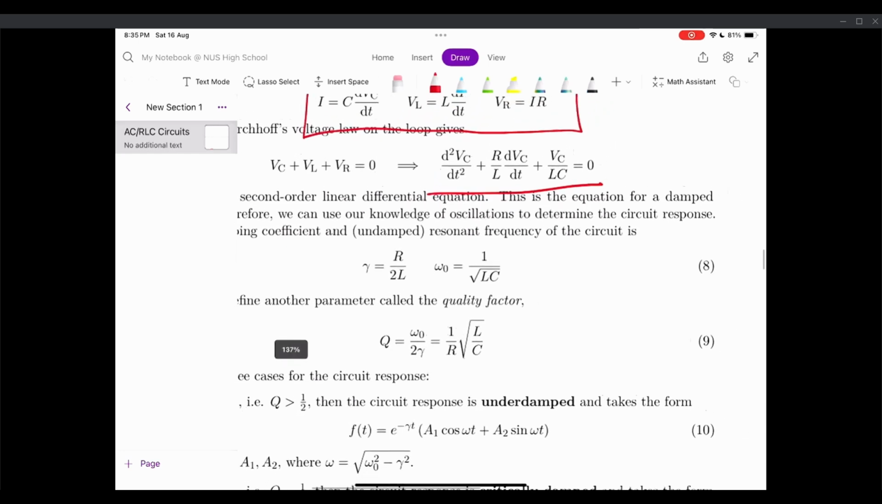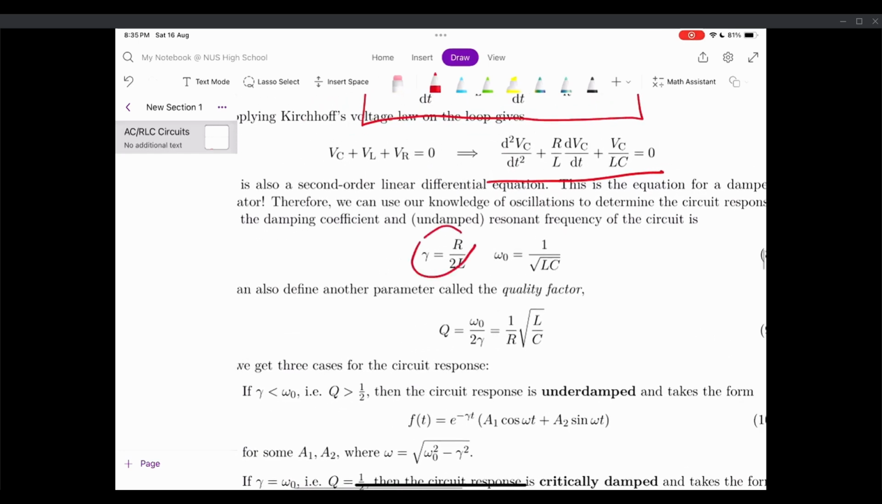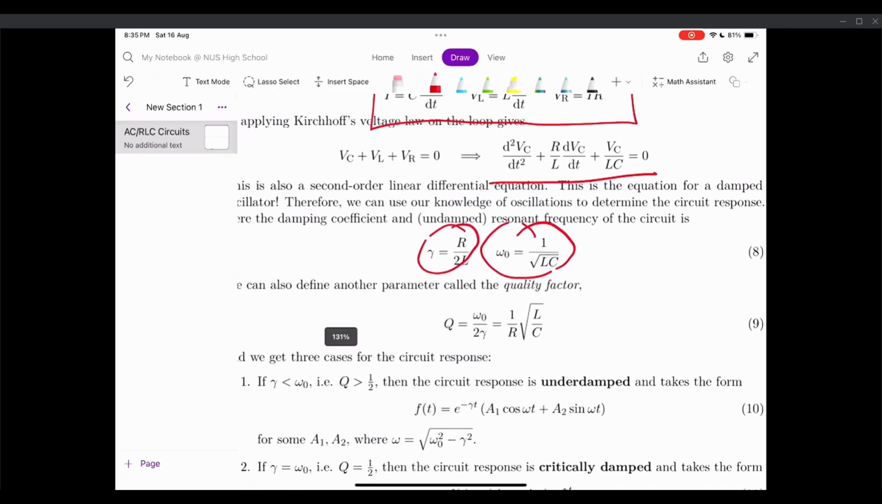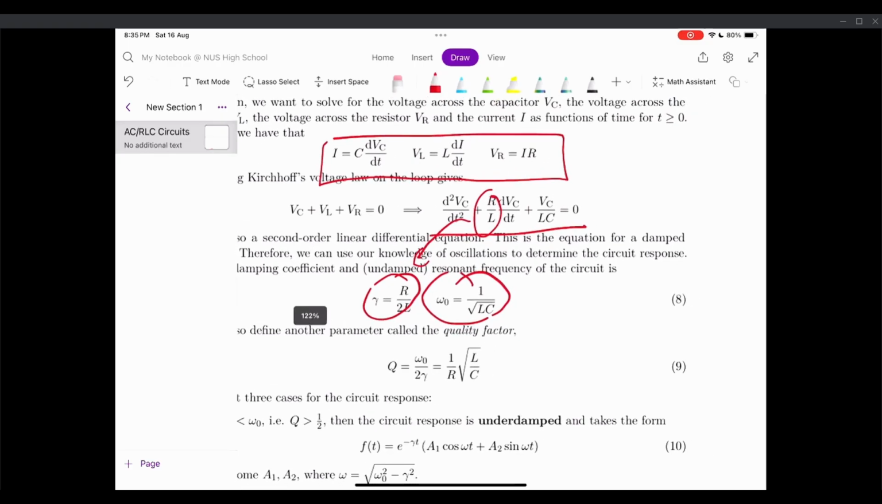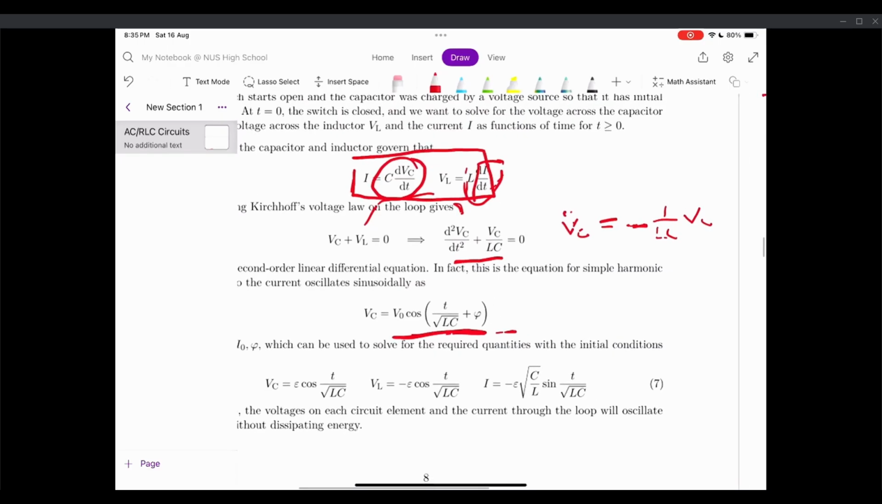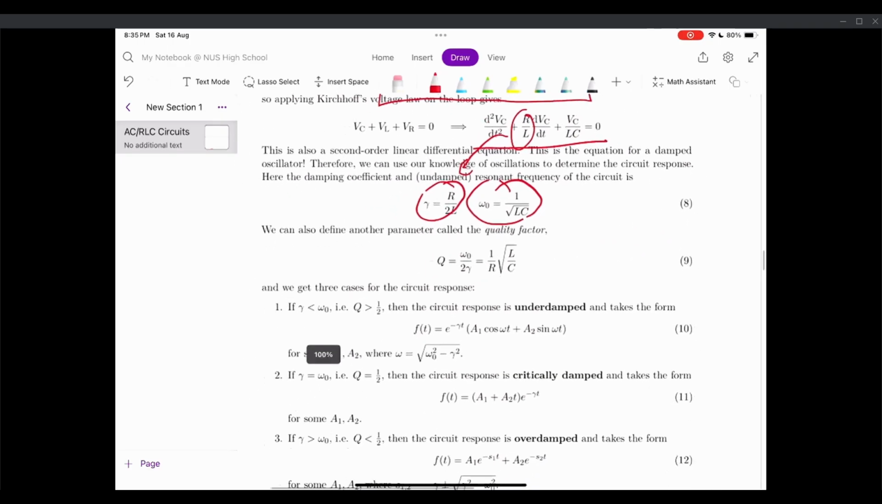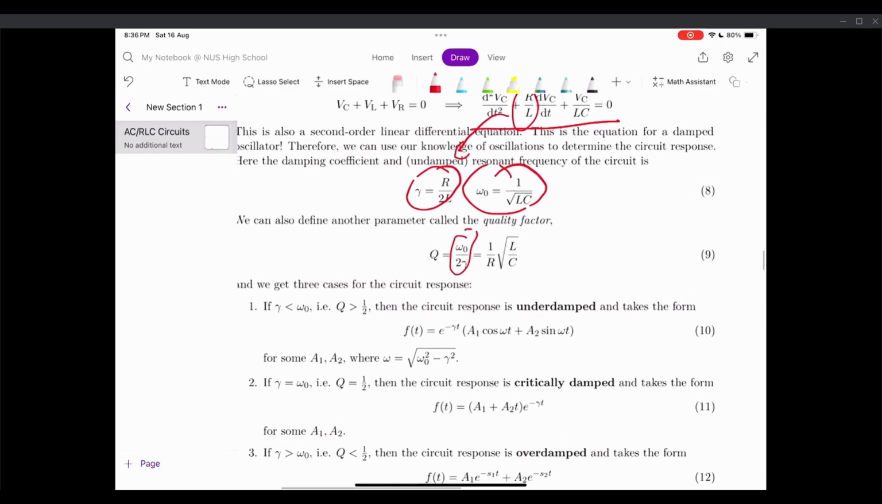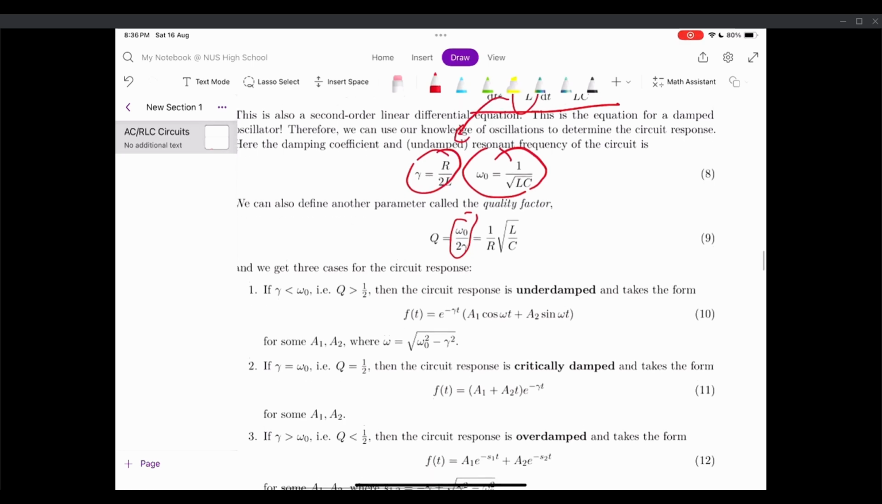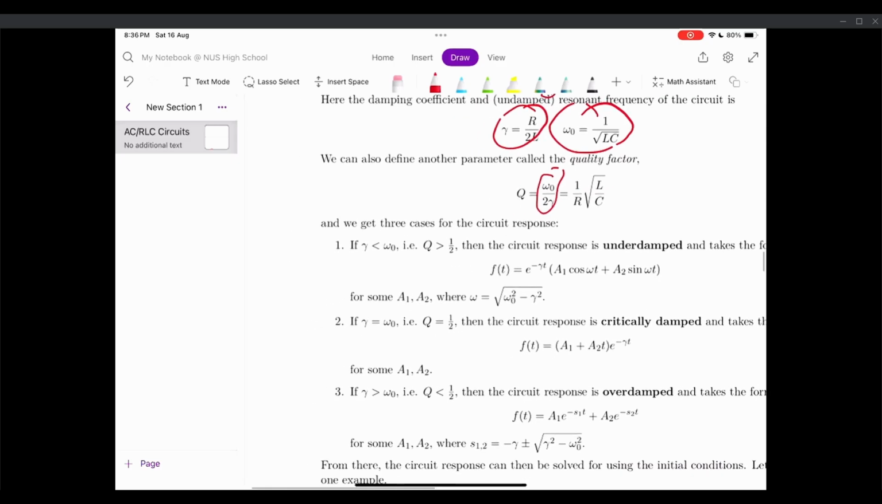That's where our oscillations knowledge of damped oscillations comes in, and that's where we introduce these quantities again, which are gamma and omega naught. This gamma is something we call the damping coefficient. It's just half of this. And this omega naught is your undamped resonant frequency of the circuit. We can also define another parameter called the quality factor, which is this quantity here, and it sort of quantifies the fraction of energy that's dissipated, but it's not really too important. It's a dimensionless constant.